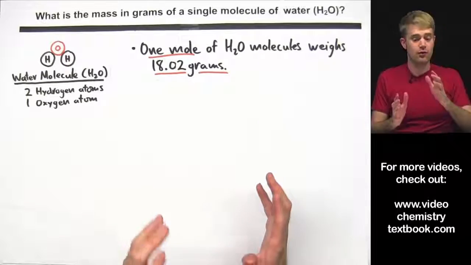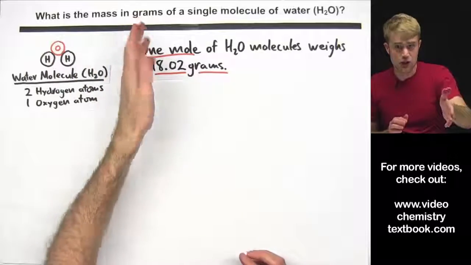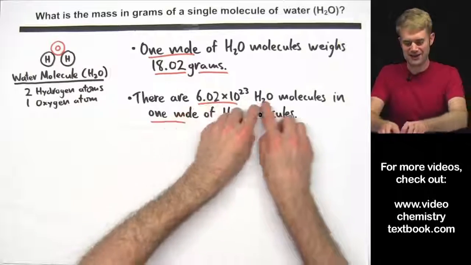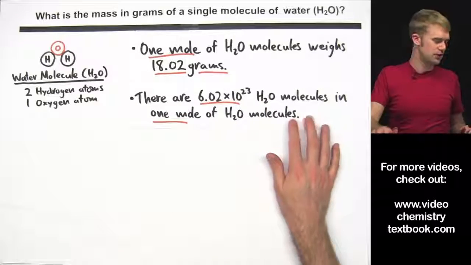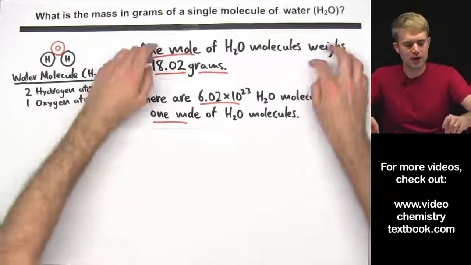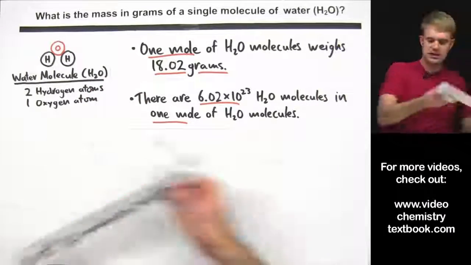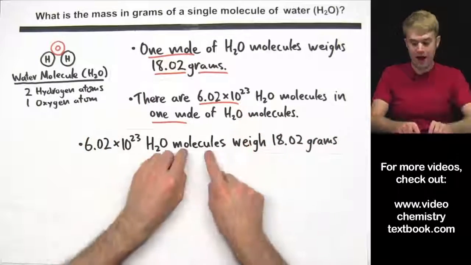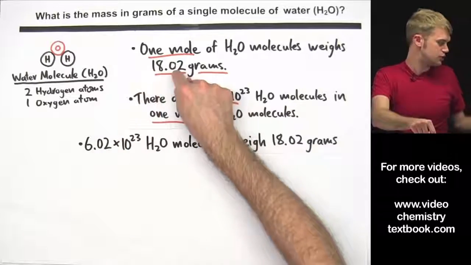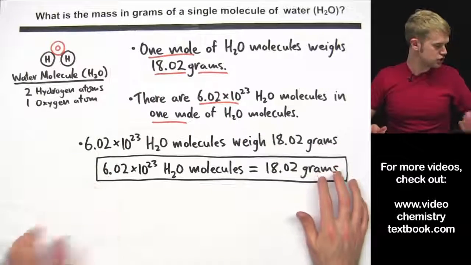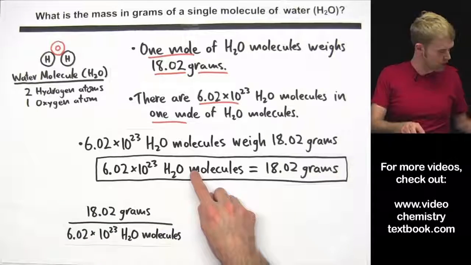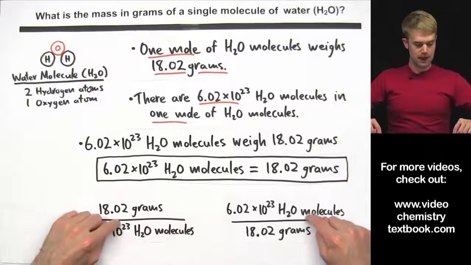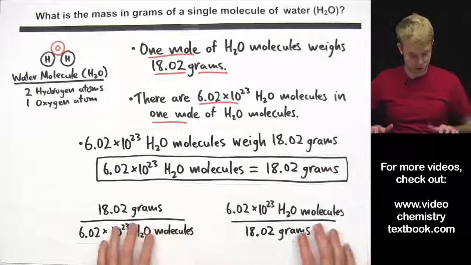In order to convert back and forth between number of molecules and mass, we need to know a little bit about the number of things in a mole, which is 602 hexillion H2O molecules in 1 mole of H2O molecules. And as we did before with silver, we can combine these two pieces of information to say that 602 hexillion H2O molecules is 1 mole, and it weighs 18.02 grams. We can express this as a relationship, and we can use this to write 2 conversion factors. Both of these are based on this equation. It's just that one is the flipped version of the other.